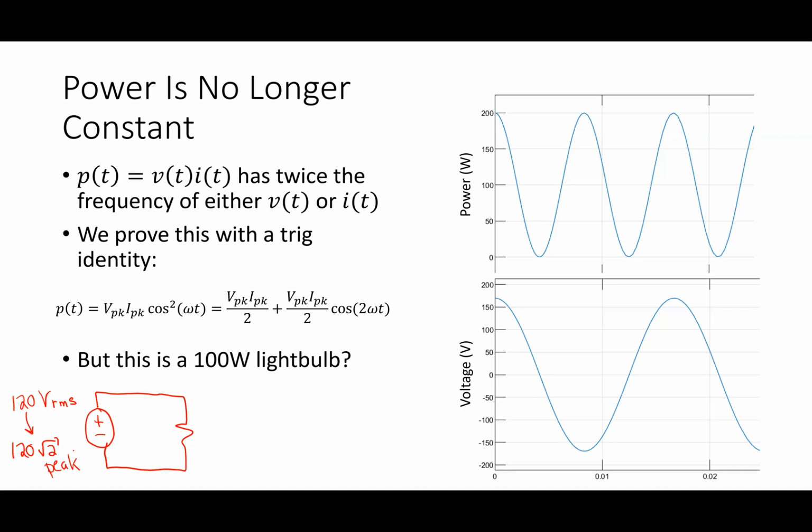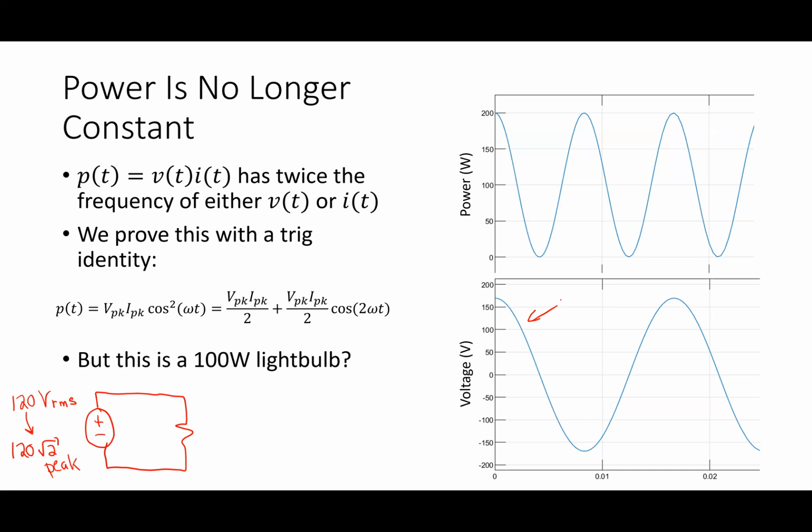So we're going to use the 120 RMS, right? So in this case, I have a 100-watt light bulb. And what I say is, if the voltage looks like this, what I have shown here, and I have just a resistor, what would the current look like? If I had to draw the current, what would it look like?